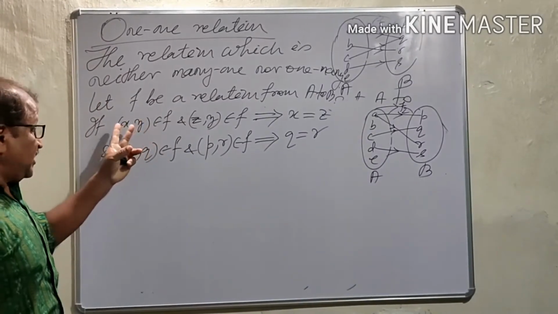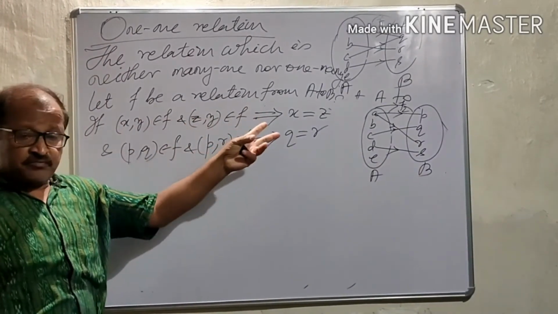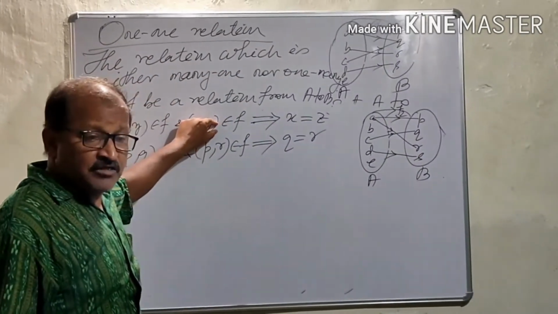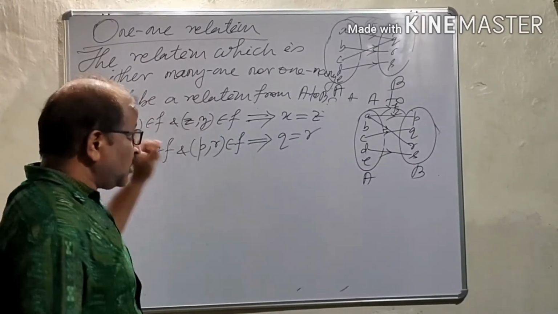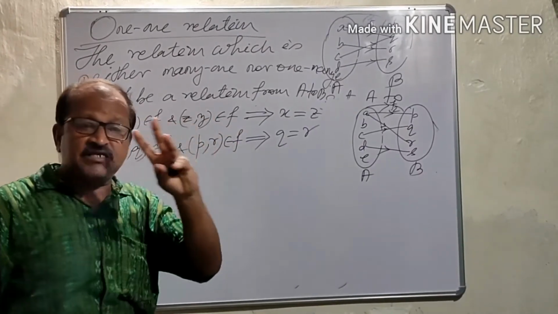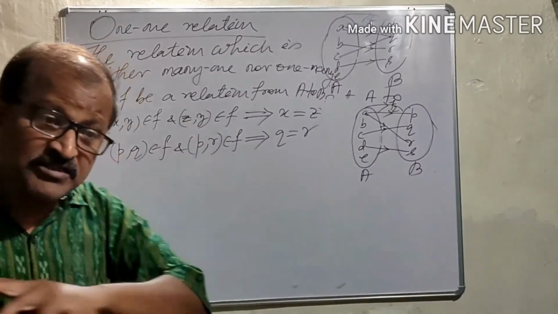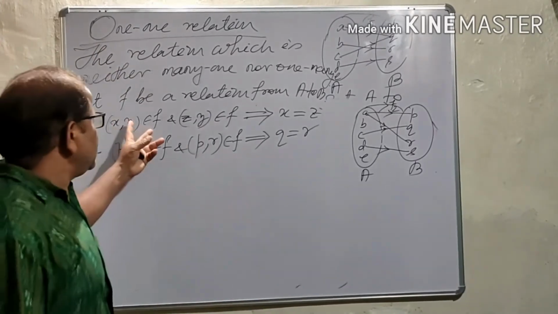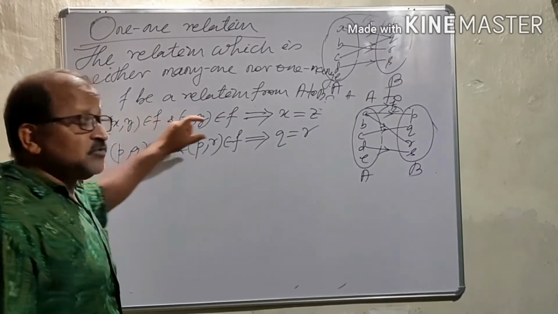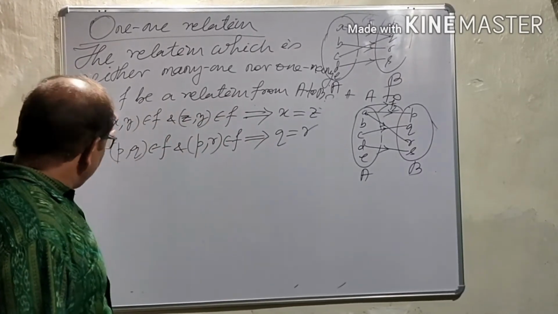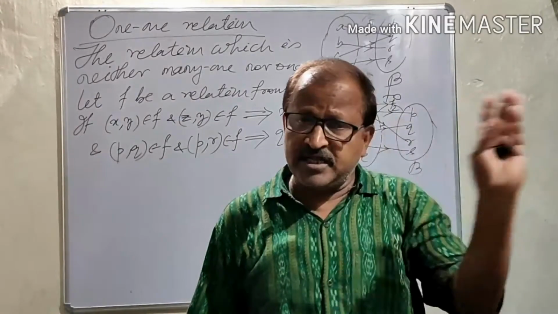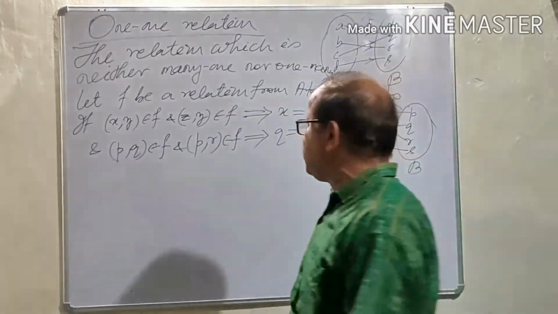Just see. (x, y) belongs to F and (z, y) belongs to F. That means more than one element of A is related to a single element of Y. Then it will be many-one, but it is not many-one. It is not many-one means they are not distinct elements. x and z are not two different elements. Once they are two different elements, then it is a many-one relation, as we have already seen. But this case will never arise. It means if x is related to y and z is related to y, then x must be equal to z. x and z are not two different elements. They are the same element.